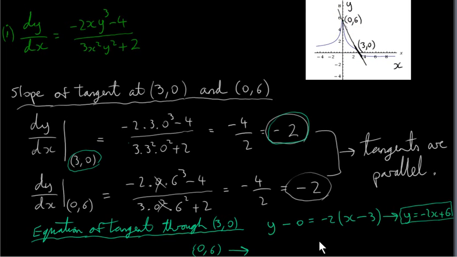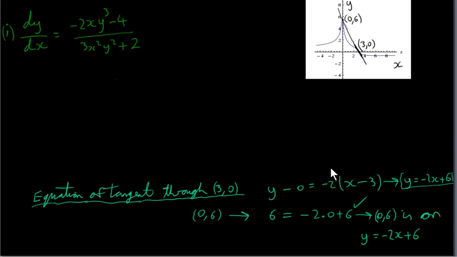So we write this out, replacing y with 6 and x with 0. 6 equals minus 2 times 0 plus 6. Is this true? It is. We get 6 equals 6. So that tells us that 0, 6 is on this line up here. Of course, we could have done this the other way around. We could have got the equation of the line through the point 0, 6 and then shown that the point 3, 0 is on that same line.